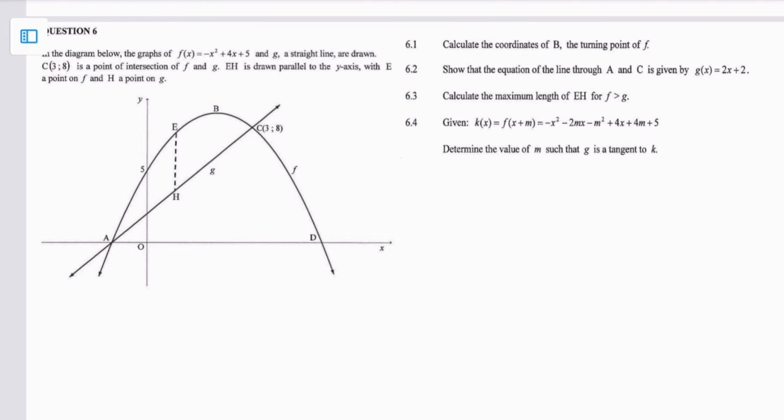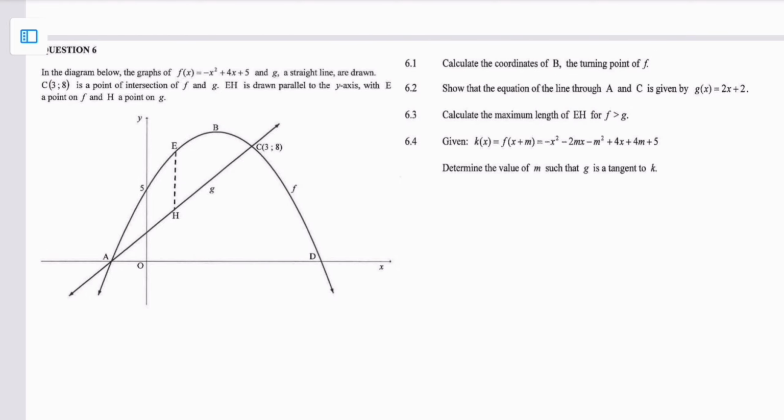So question 6: in the diagram below, the graphs of f of x equals -x squared plus 4x plus 5 and g, a straight line, are drawn. C, which has coordinates x equals 3, y equals 8, is a point of intersection of f and g. EH is drawn parallel to the y-axis with E a point on f and H a point on g. Calculate the coordinates of B, the turning point of f.